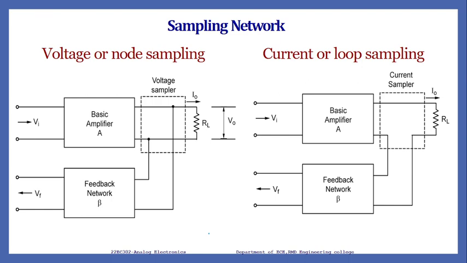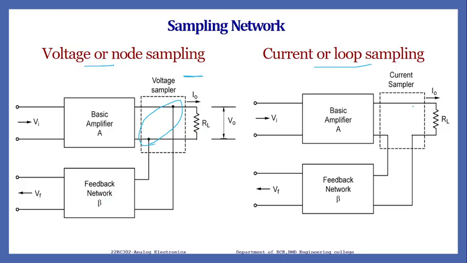Depending upon the type of connection at the output, you can have the sampling in two categories. One is voltage sampling or node sampling. The other one is current sampling or loop sampling. Voltage or node, in the sense, here we could see a parallel connection of the sampling network and the feedback network. In simple terms, if the feedback element and the output element are connected in parallel, then we can understand that the output is going to be voltage. That is, we have connected it in shunt form.